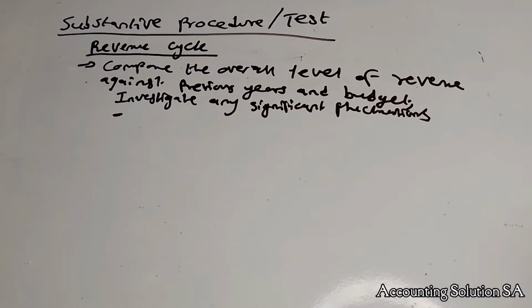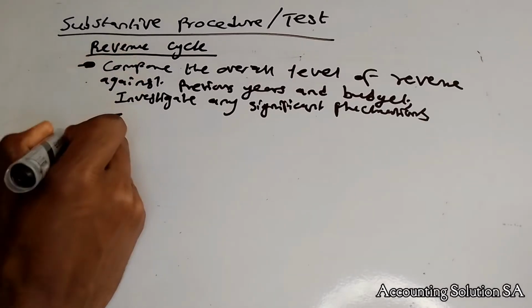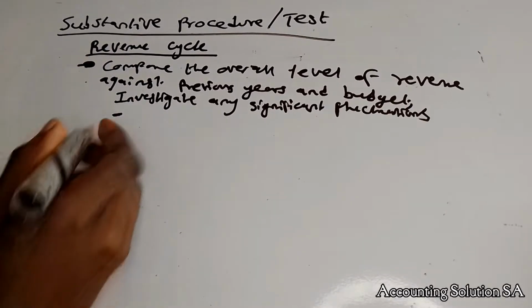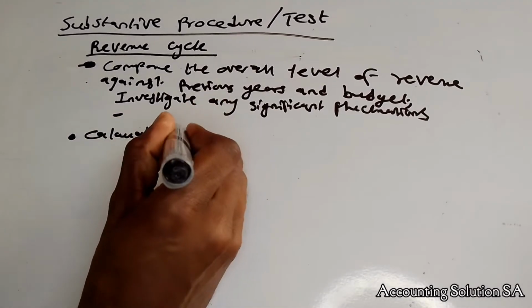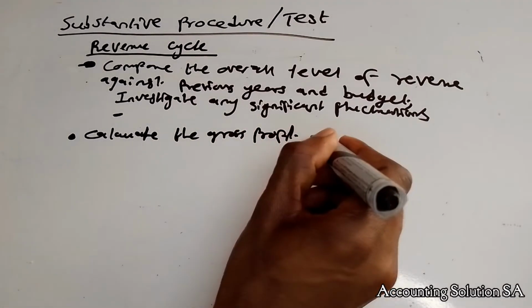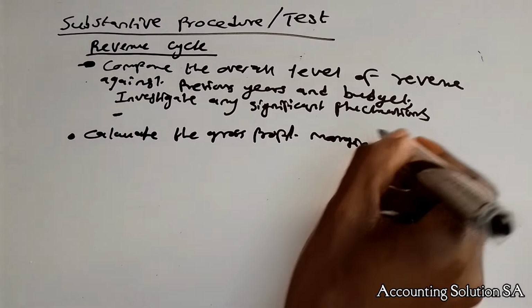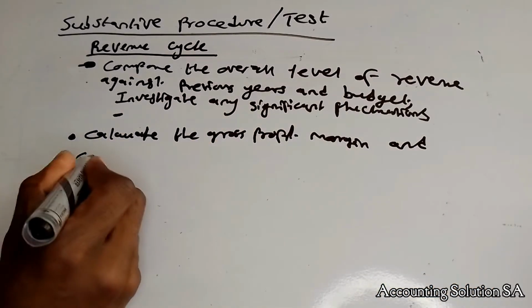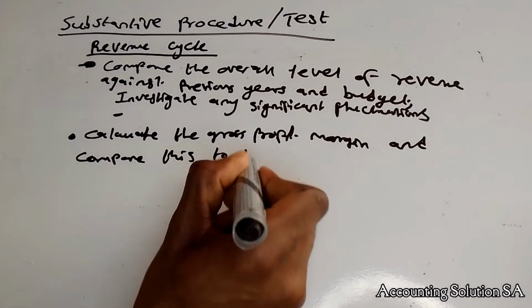All right, so let's go to the second one. The second one, what you have to do, you need to calculate the gross profit, the gross profit margin, and compare this to the previous year.